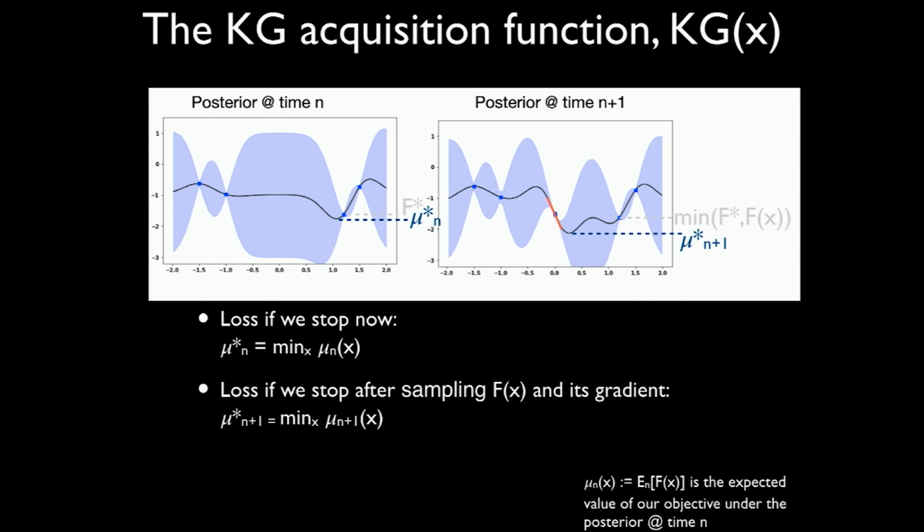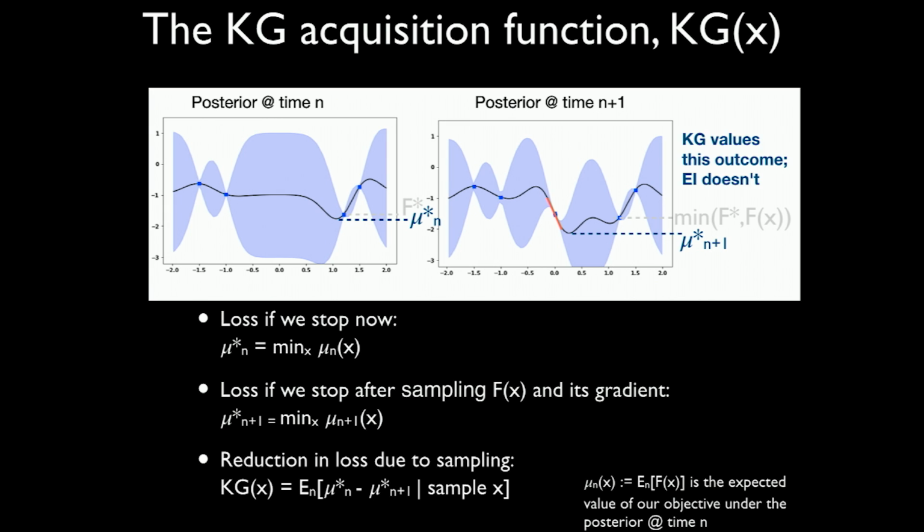So what we do in this knowledge gradient acquisition function is we just take the difference between mu star of n and mu star of n plus 1. That's the reduction in loss due to sampling. That's a random variable at time n. But we can take its expected value, and that's the knowledge gradient acquisition function.